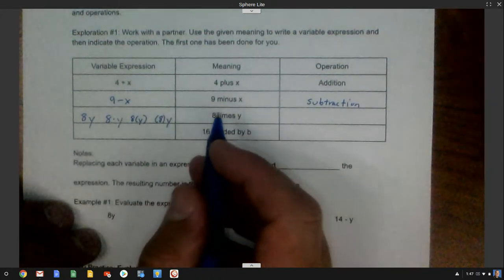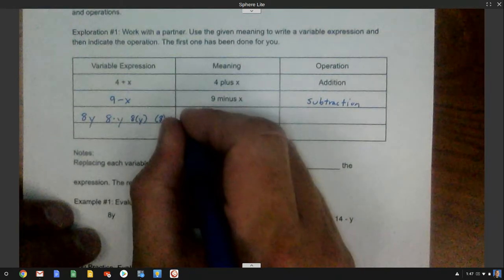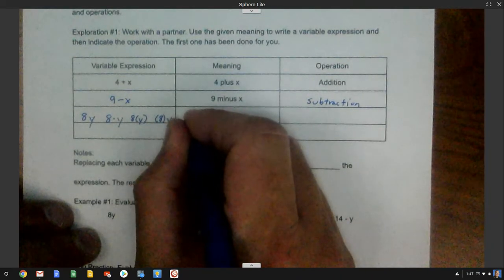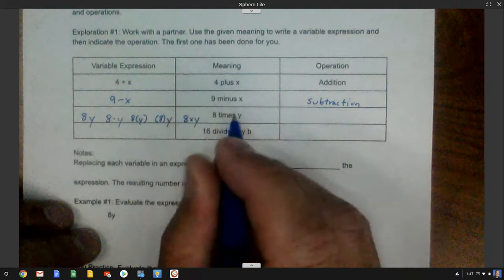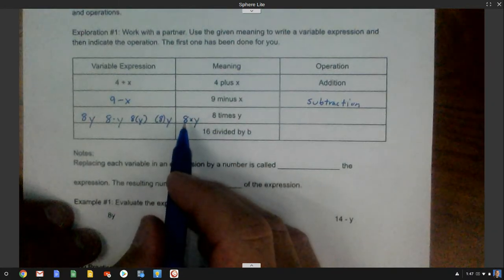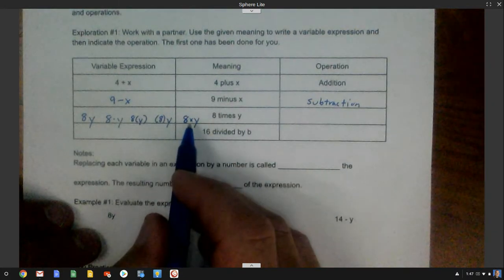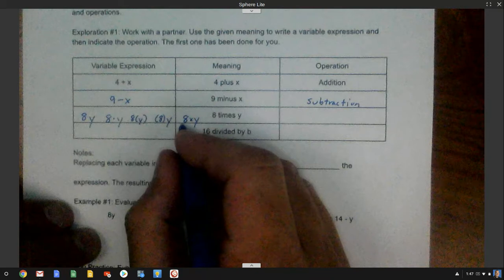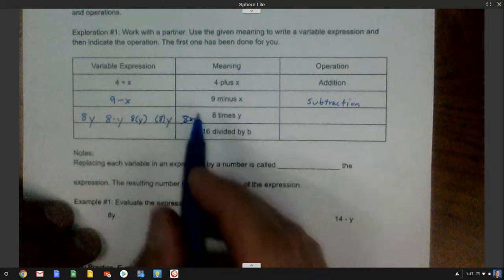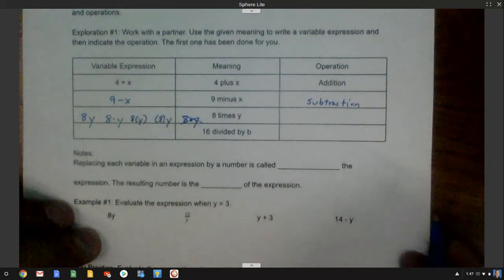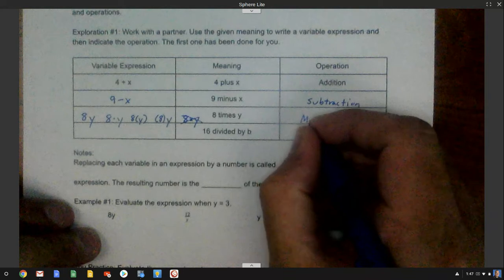Now, the one thing that we probably don't want to use is this right here. We don't want to say 8 times y with an x, because what does this look like? This looks like 8xy instead of times. So we want to try and avoid using that x in this class. Now this is going to be multiplication.